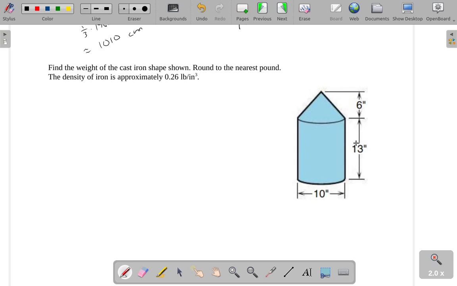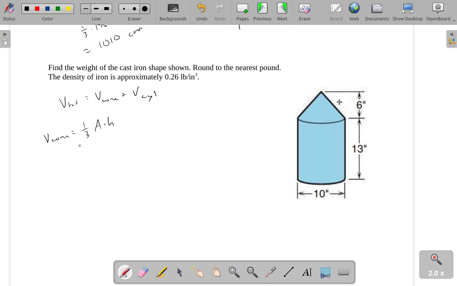Alright, so as far as actually finding the volume of this thing, there's a cone on the top here. I should do V total is equal to V cone plus V cylinder. So V cone, the volume of the cone that's on the top there, is going to be 1/3 times the area times the height.